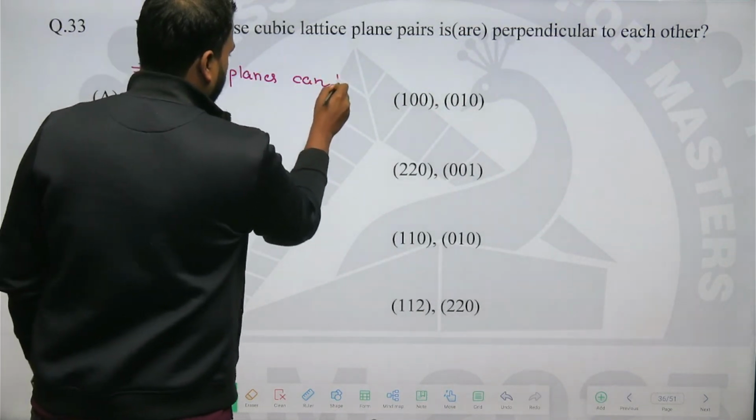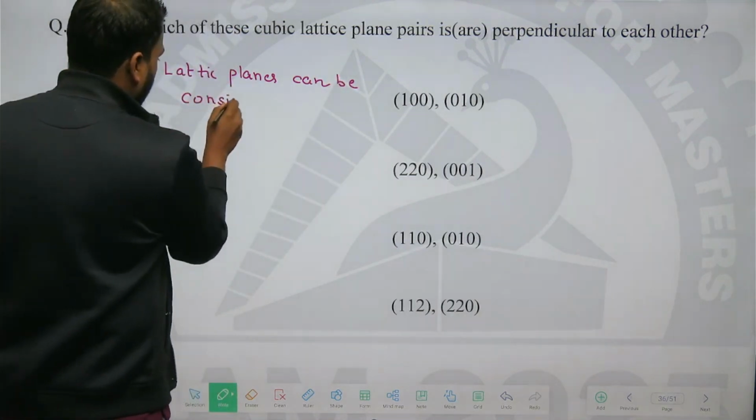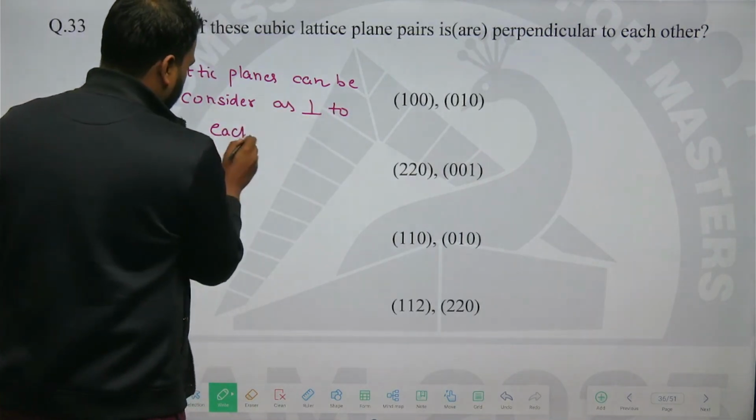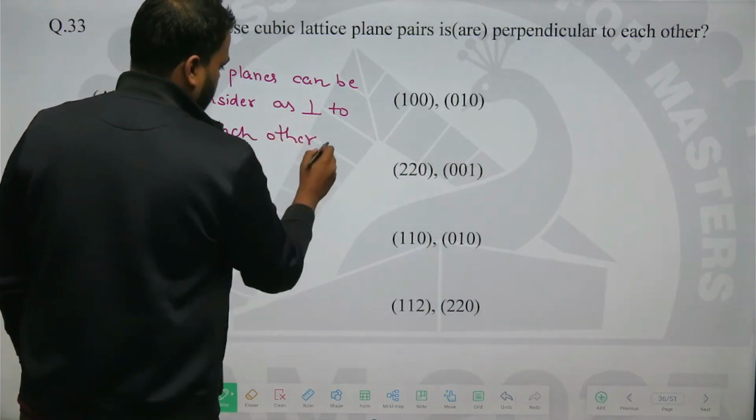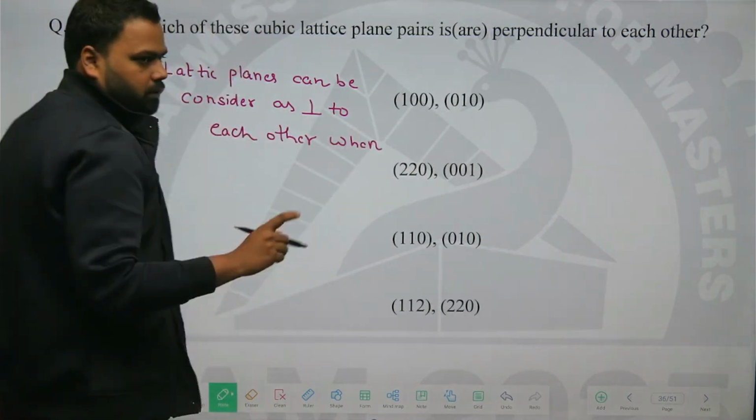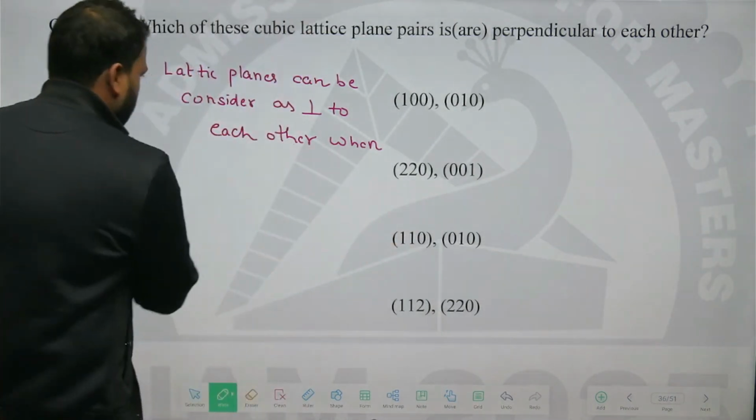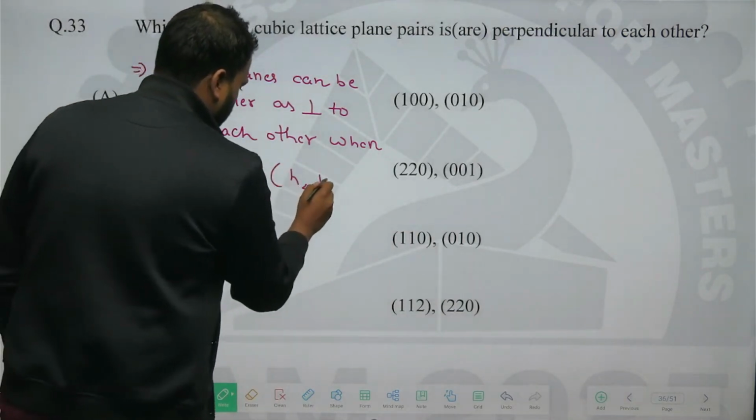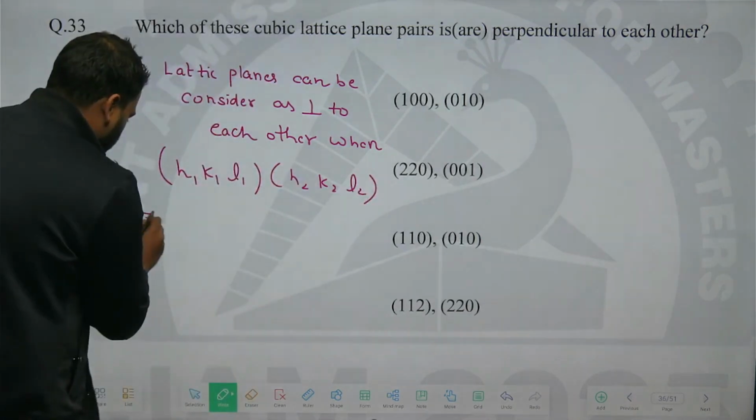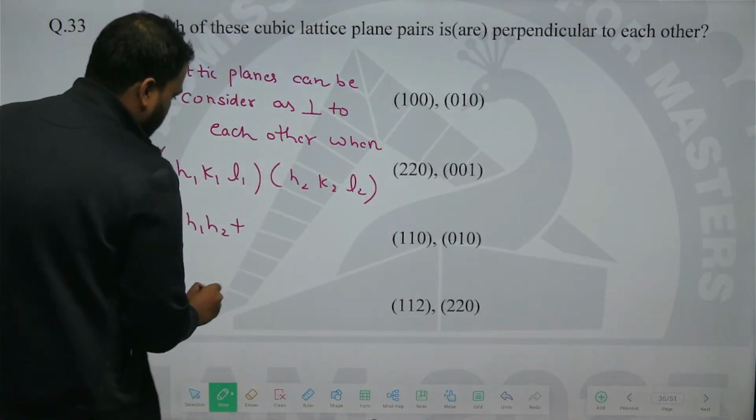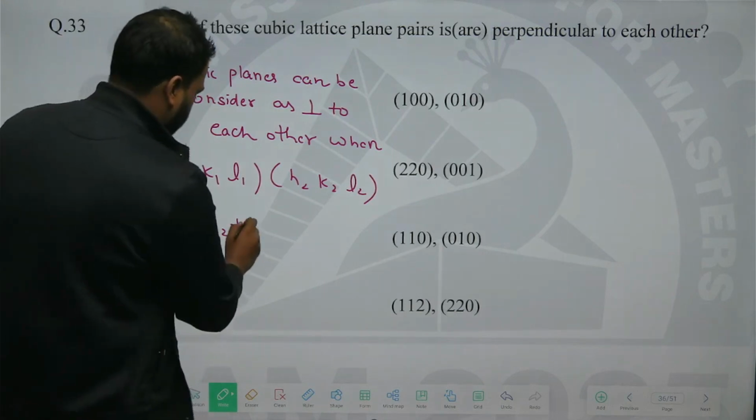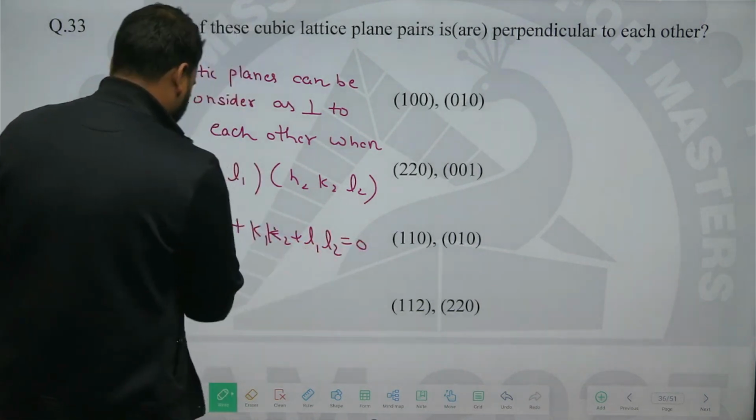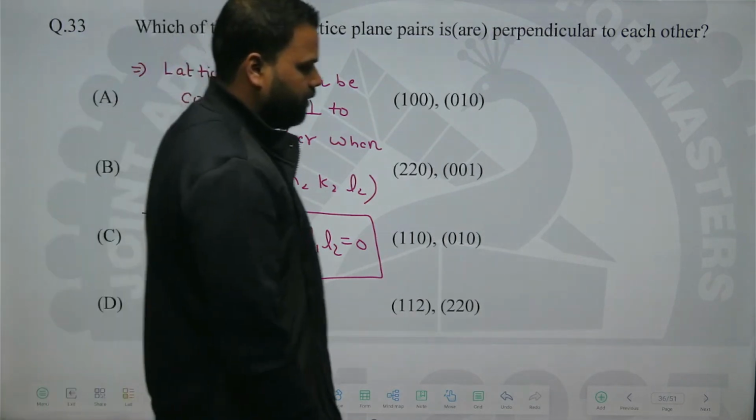lattice planes can be considered as perpendicular to each other when there is a condition which should be satisfied. So let's suppose there are two planes, we have H1 K1 L1 and the other plane is H2 K2 L2. If the condition H1 H2 plus K1 K2 plus L1 L2 is 0, then this should be 0.